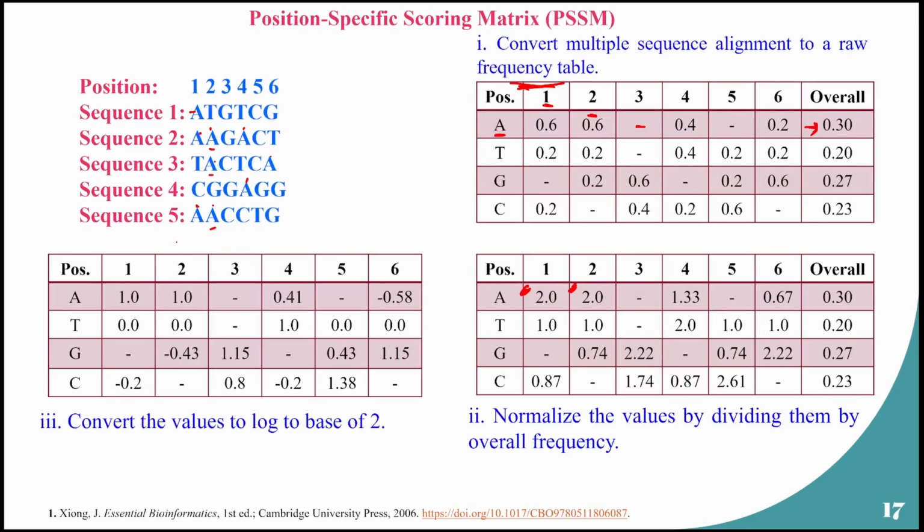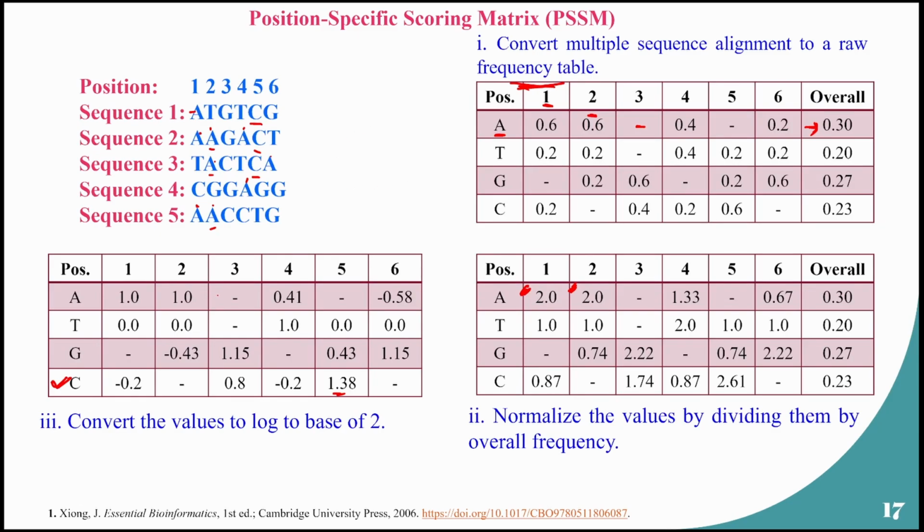Let's see. So any interesting inferences here? For example, here I can see that at position 5, the value of C is 1.38, right? Interestingly, if you look at position 5, you will see that C is present multiple times in this particular position. That means the higher or more positive value seems to clearly indicate that for this particular position, this particular base seems to be present more, right? So they seem to have a conservation at this particular position.